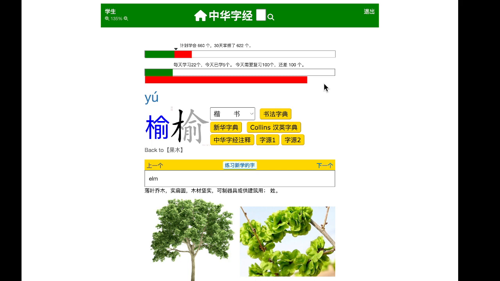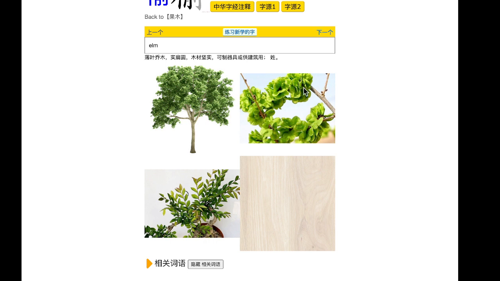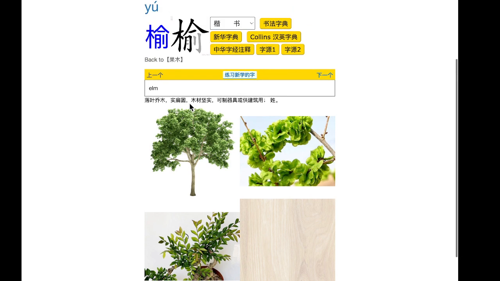Yu is an elm tree. And this is those leaves and those seed pods and that wood and that tree. Yu. And this on the right is also yu. So that's for the sound, as most of them are.